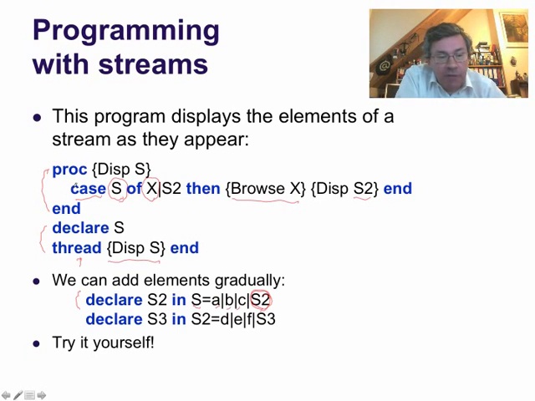That's a general principle of data flow. So it waits until somebody else binds S2, for example, to D, E, F, S3. Then it will display D, E, and F. And again, it will wait, but this time on S3. So I strongly suggest you try this for yourself.